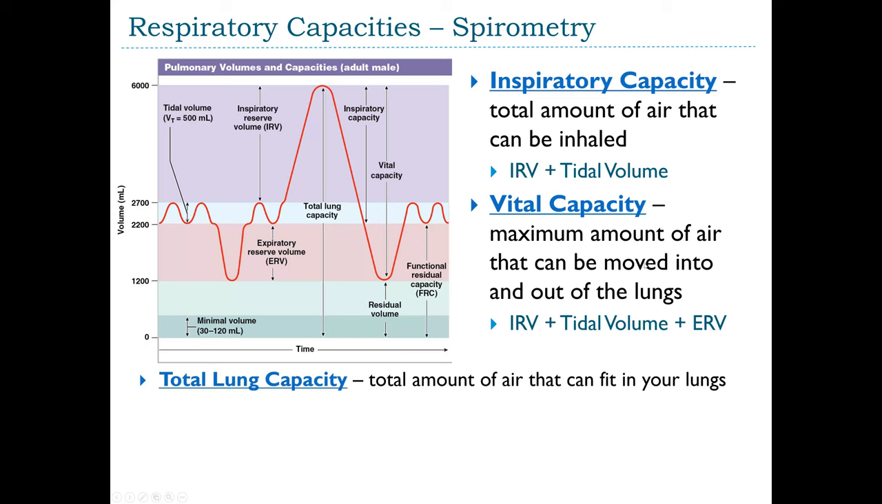The total lung capacity is the total amount of air that can fit in the lungs. So this would be both the vital capacity, how much you can move in and out, plus the residual volume, that bit that is always left behind. So that would represent the total lung capacity, which basically goes from the top of the graph all the way to the bottom of the graph.